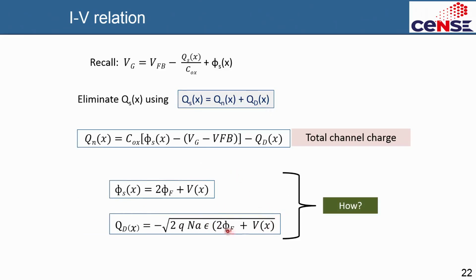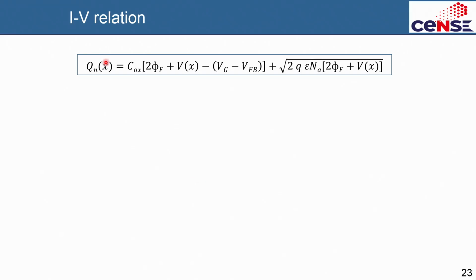So this expression of the depletion charge you put here, and this expression you put here, you do some juggling around, and then you get this expression for Qn of x, which is the mobile electron charge in the channel. This mobile electron channel charge alone is responsible for ID versus VD, so we are only interested in this charge. It is given by this huge looking expression, nothing very fancy, nothing very fearful.